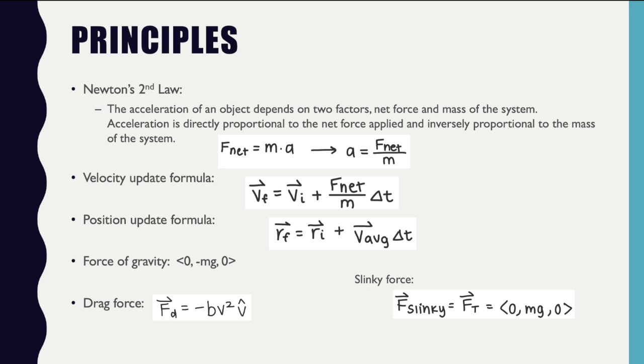Lastly, there are three forces we are focusing on and how to find each of them. Gravity on the surface of the Earth is just minus mg pointing downward. The Slinky force is a tension force that counteracts the gravity, mg in the positive direction. The drag force is minus bv squared times v hat. Note that the negative times v hat means the drag force points in the direction opposite to velocity at any given point.